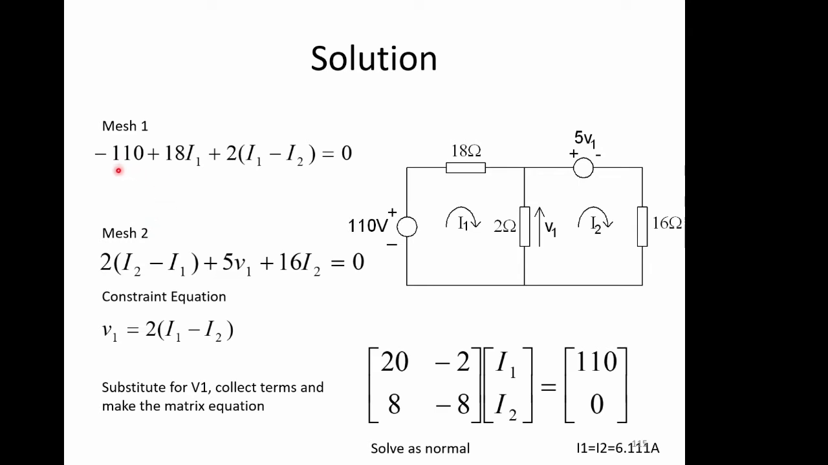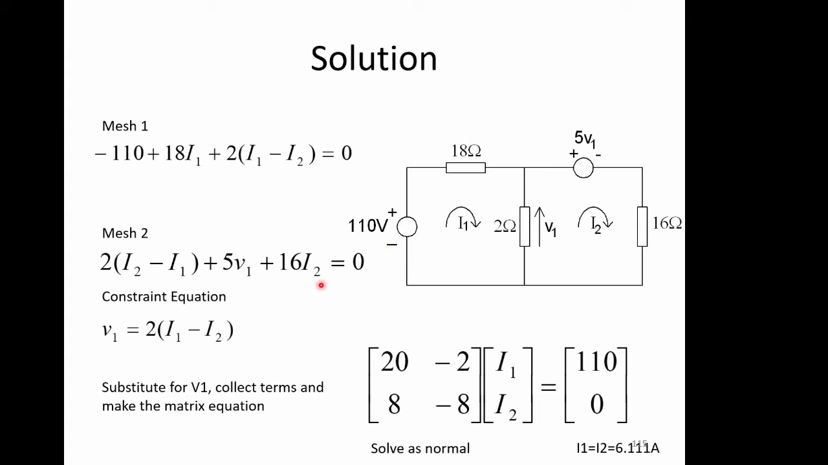So just solve for the mesh. So we've got all the sources around here. So we've got this one, 18 I1. We've got an I1 minus I2 multiplied by 2 down here, and 110 being the source. Set that equal to 0. Mesh 2, we've got the opposite of this one because the current's going the other way. We've got 5 V1, which is our dependent source, and we've got 16 I2 coming from here.